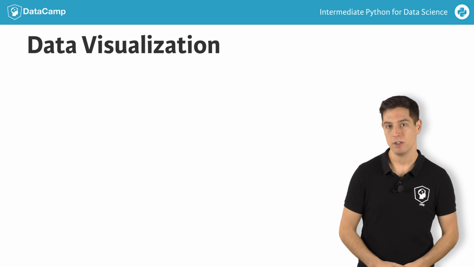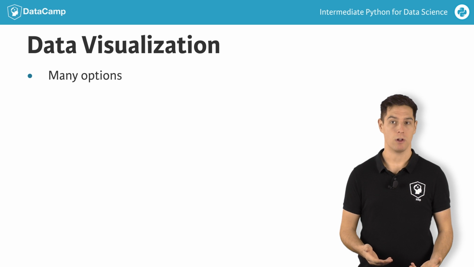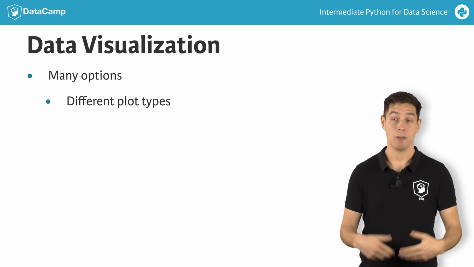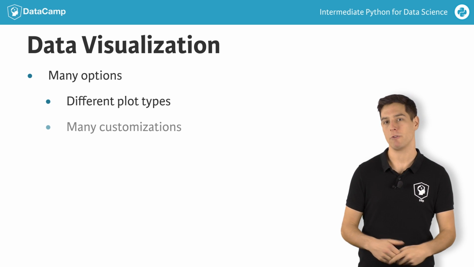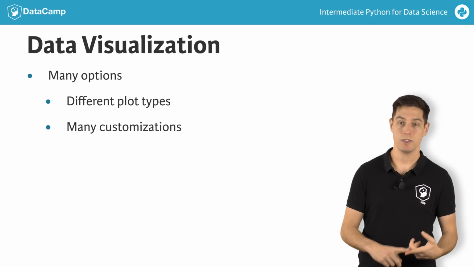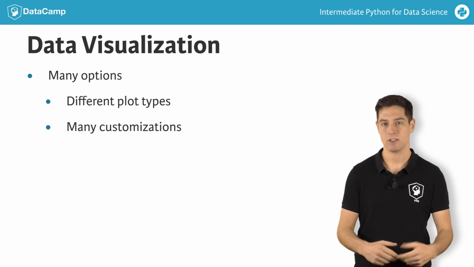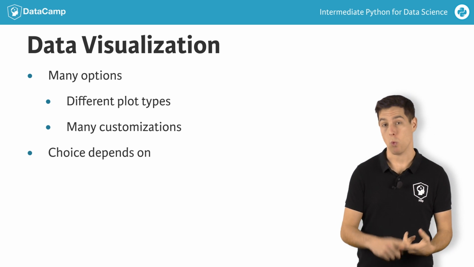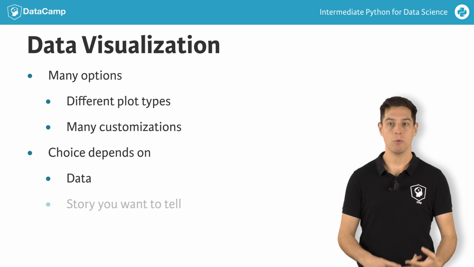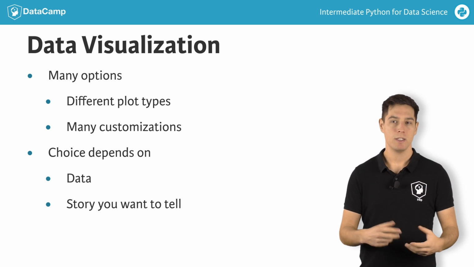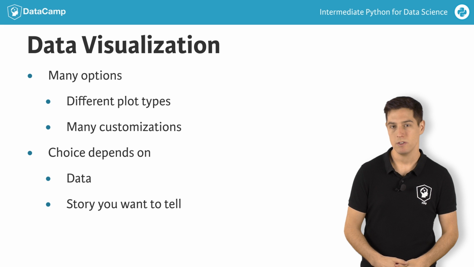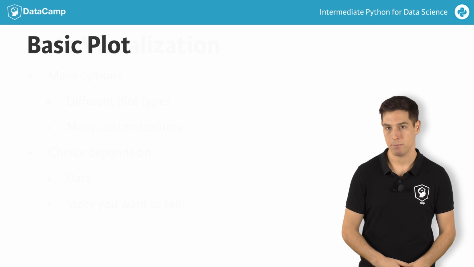For each visualization, you have many options. First of all, there are the different plot types. And for each plot, you can do an infinite number of customizations. You can change colors, shapes, labels, axes, and so on. The choice depends on 1, the data, and 2, the story you want to tell with this data. Since there are so many possible customizations, the best way to learn this is by example.